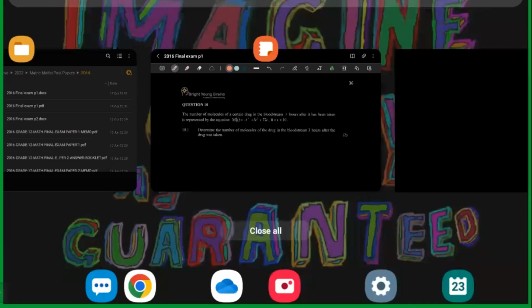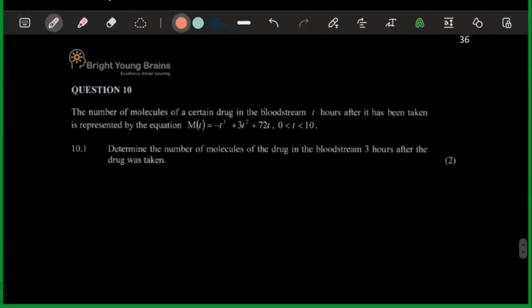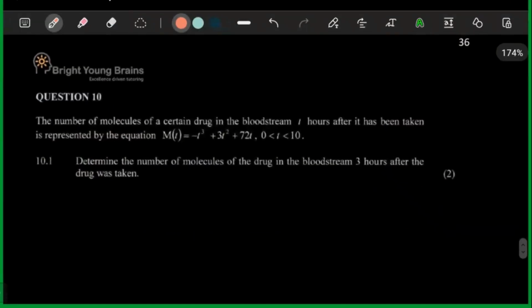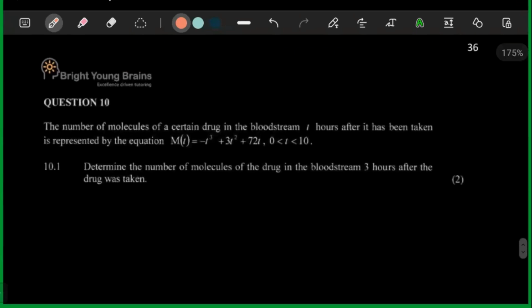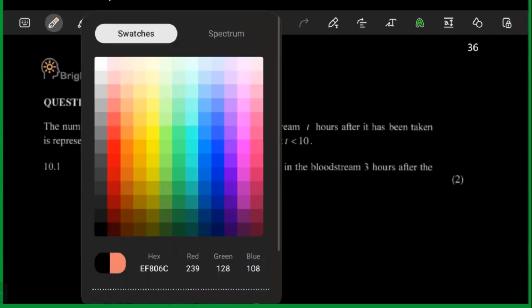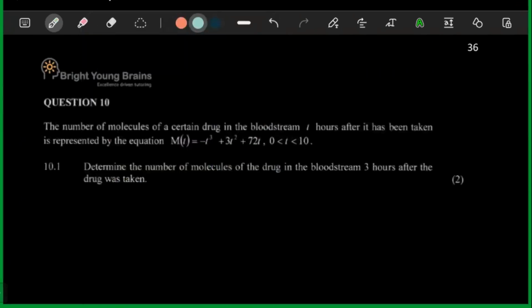Question number 10 here says the following. The number of molecules of a certain drug in the bloodstream a certain number of hours after it has been taken is represented by this equation. So this equation basically gives us the number of molecules of a certain medicine after a certain number of hours.